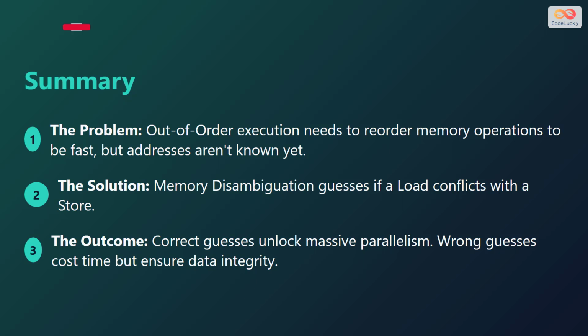To summarize, out-of-order execution requires reordering memory operations to be fast. Memory disambiguation allows the CPU to speculatively execute loads before it knows for sure if they are safe. While wrong guesses cost time to fix, the massive performance gains from correct guesses make this one of the most important features in modern processor design.